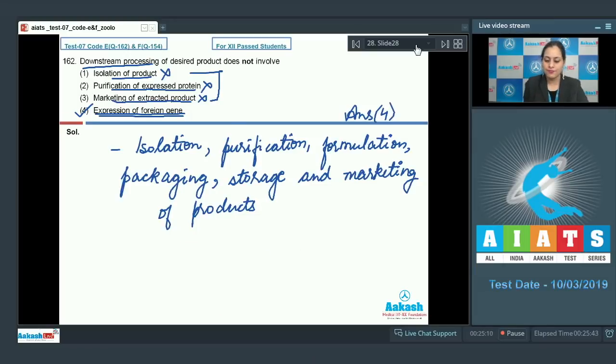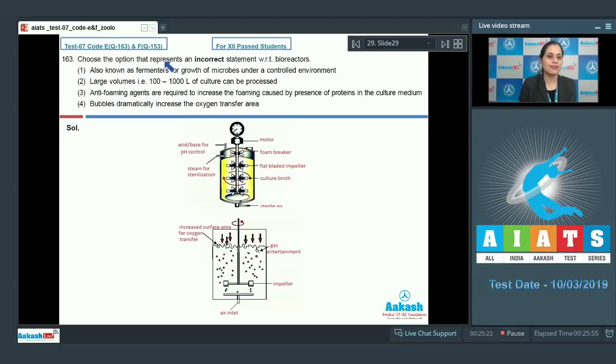Let's proceed to the next question. Question number 163. Choose the option that represents an incorrect statement with respect to bioreactors. The very first statement given is, also known as fermenters, for growth of microbes under a controlled environment. As it is a correct statement, this cannot be the correct answer to our question because bioreactors, also known as fermenters, are used for the growth of microbes under a controlled environment. The next statement is large volumes, that is 100 to 1000 liter of culture, can be processed. As it is also a correct statement, this cannot be the correct answer.